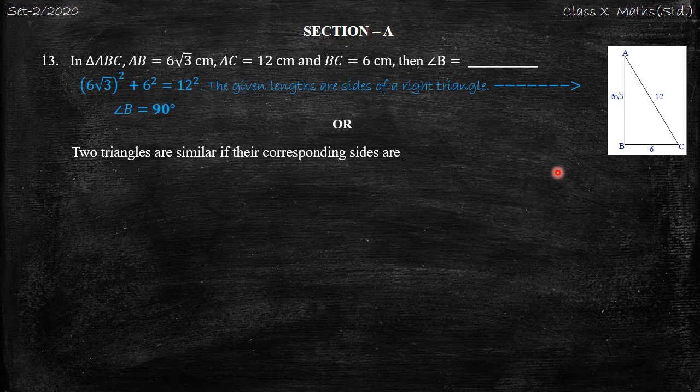The choice question also I will answer. Two triangles are similar if their corresponding sides are proportional, right?